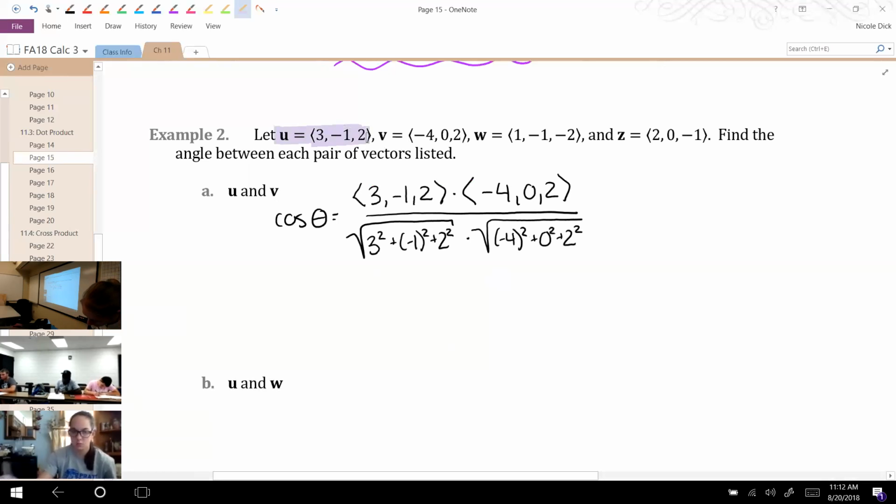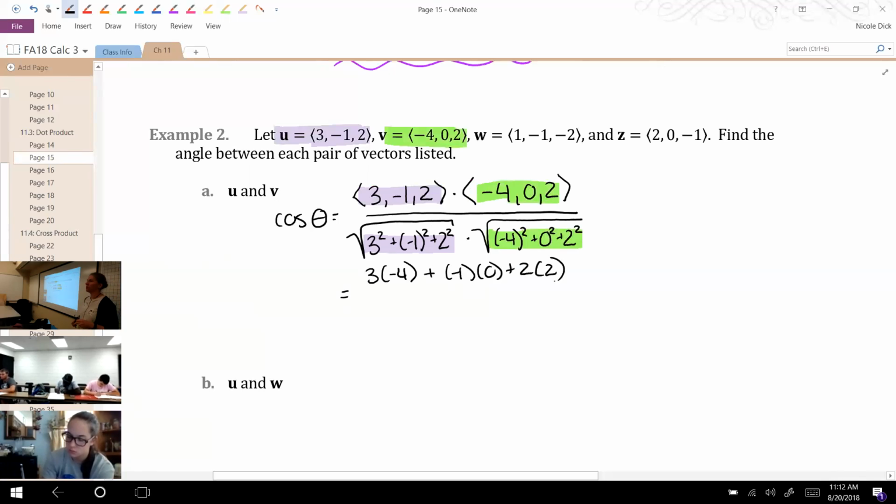So all of this comes from vector u. And all of this comes from vector v. All right, so let's finish that out there. So again, dot product, that's our real new thing for this section. How do I find the dot product in that numerator? Walk me through the math. What's it going to be? 3 times -4, and -1 times 0. Make sure you are adding all those little products together.